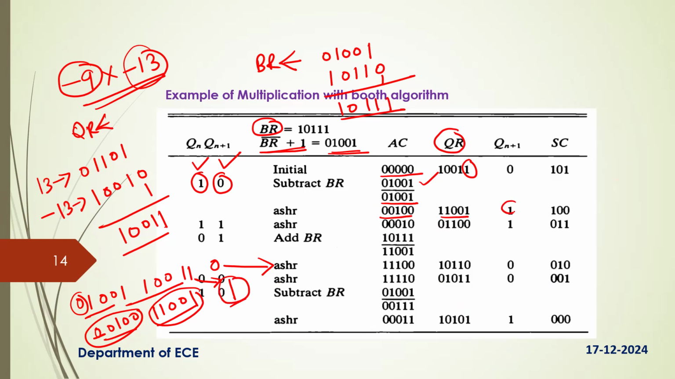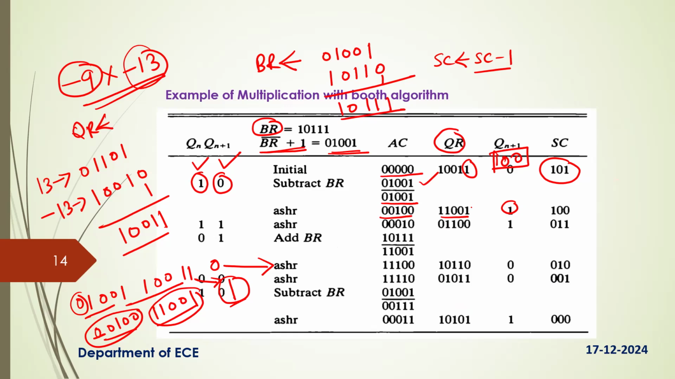Now after the arithmetic shift right operation, what will happen? The sequence counter is decremented by 1. So what is the initial value in the sequence counter? 1, 0, 1. Now this 1, 0, 1 has to be decremented by 1. So SC becomes 1, 0, 1 minus 1, which is 1, 0, 0. Now 1, 0, 0 is 4. 5 becomes 4. Is it 0 or non-zero? Non-zero. So when it is non-zero, again you have to repeat the process.